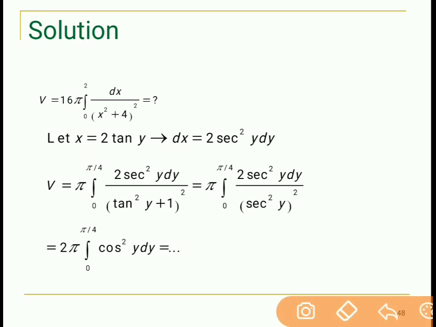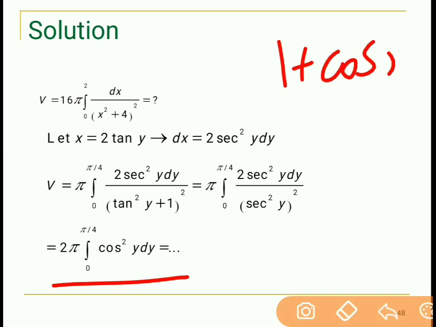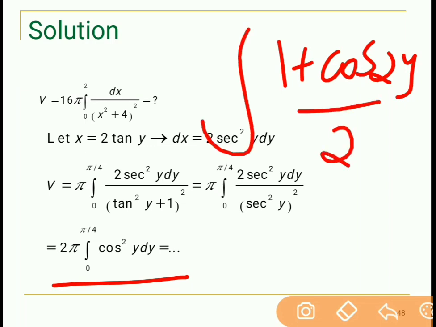And finally, we will get the equation as 2 pi integral from 0 to pi by 4 cos square y into dy. Cos square y can be converted into 1 plus cos 2y divided by 2. Now, we know how to solve this integral, and once you solve this integral, you will get the required answer.